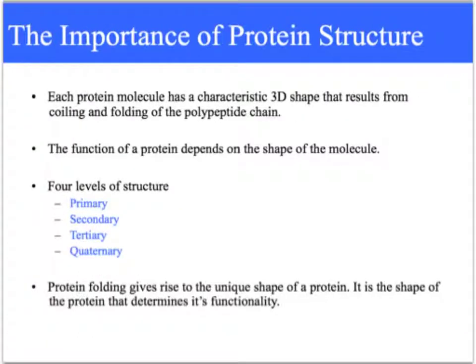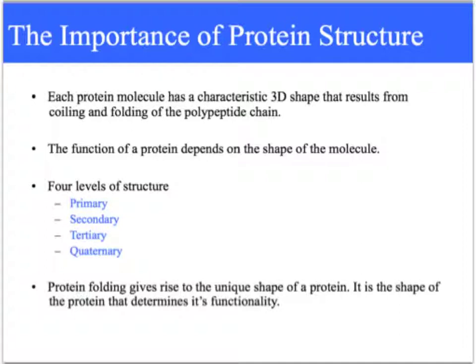Okay, so the importance of protein structure. Each protein molecule has a characteristic 3D shape, three-dimensional, that results from coiling and folding of the polypeptide chain. The function of a protein, or its job, depends on the actual shape of the molecule. And it makes sense that the actual shape of something will fit its job. Our bodies are quite efficient. We've covered that in year 11 as we've gone through different topics. Proteins, no exception. There are 4 levels of structure.